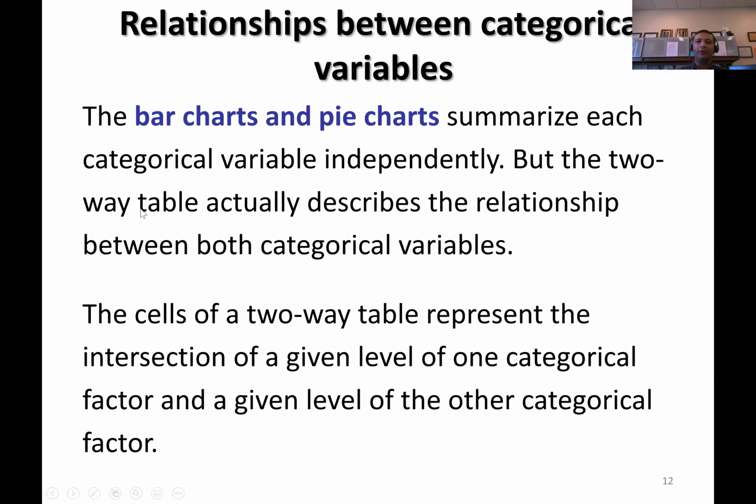And then the bar charts and pie charts summarize each categorical variable independently. But the two-way table actually describes the relationship between both categorical variables. So the cells of a two-way table represent the intersection of a given level of one categorical factor and a given level of the other categorical factor, as we just discussed.